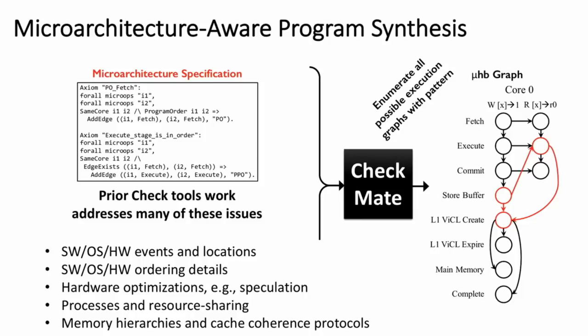Because we've handled operating systems in the past in a tool called CoatCheck, we can handle processes and resource sharing and memory hierarchies and cache coherence protocols. I don't want to oversell this. We are not going down to Verilog in this tool, although we do in other tools. But we do think that once you're operating in this axiomatic landscape, this is a huge help in automating the analysis.